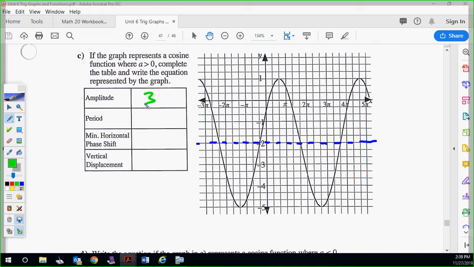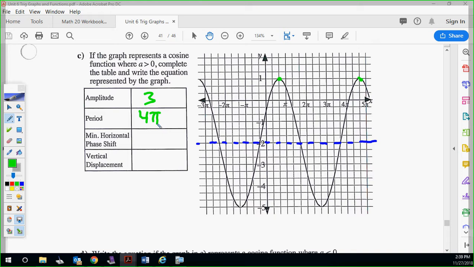Okay, what's my period? You can get it from anywhere. I think I'm going to go right here to here. It's going by thirds again. 1, 2, 3, 4, 5, 6, 7, 8, 9, 10, 11. So it's a 12 again.